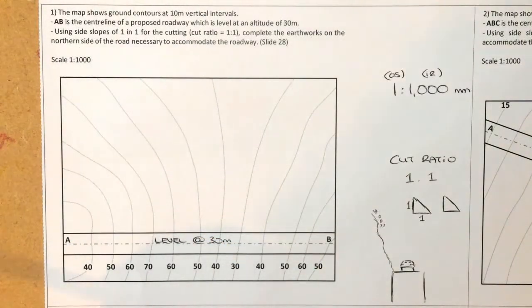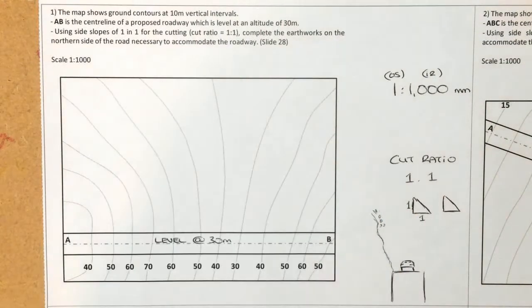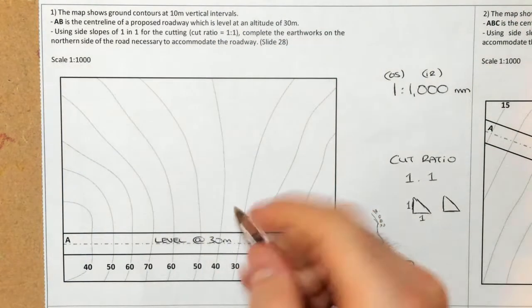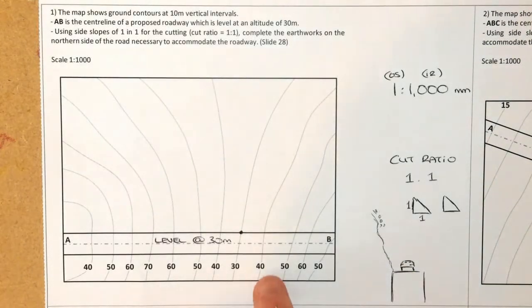Now in lots of questions, especially in the leaving cert, they'll just tell you the cut ratio and the fill ratio. Obviously they're telling us here that it's cut, but you need to be able to identify when it has to be cut. We know the roadway from A to B is at a height of 30 meters, and if we look at the land around it, all the land around it, except for maybe this point 30, which is a point where the land is the same height as the road. Every other contour line is greater than 30, therefore the land is higher than the road.